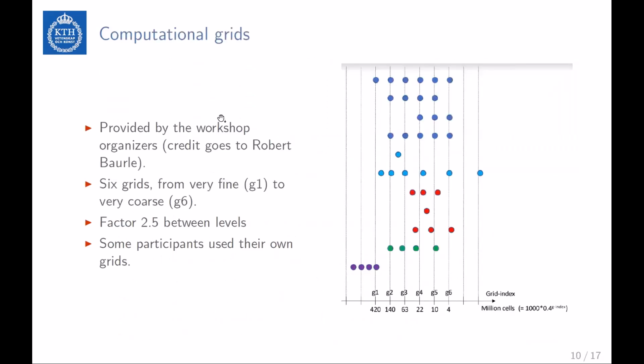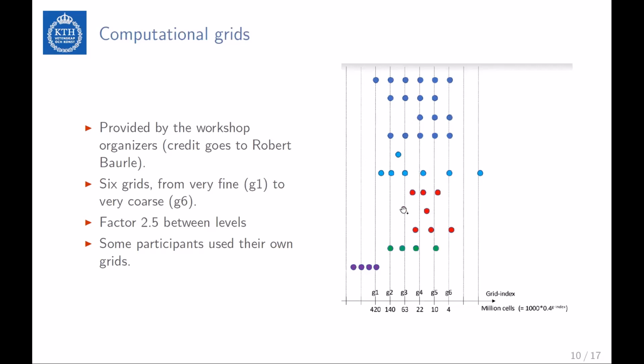So the grids were actually provided by the organizers. It was a set of 6 grids ranging from just 4 million to all the way to 420 million. You can see that here the different rows are the different participants, and if there's a dot, that means that participant actually ran a simulation on this particular grid. So you see some disparities.